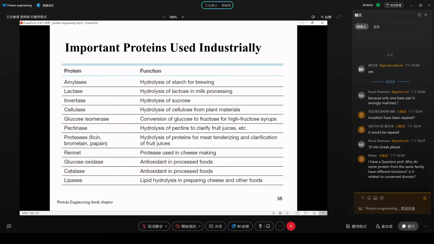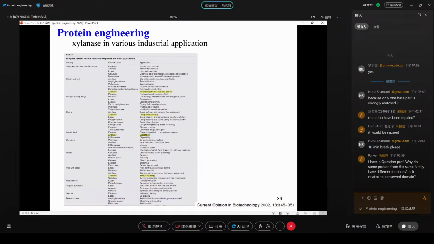Those are all important proteins used for industry, like amylase, lactase, cellulase, glucose isomerase. They work on hydrolysis of the starch for brewing, milk processing, for sucrose, for plant or something. And all of them will be under quite difficult conditions. So you think about it, and you want to generate new forms of mutation for bleach boosting.